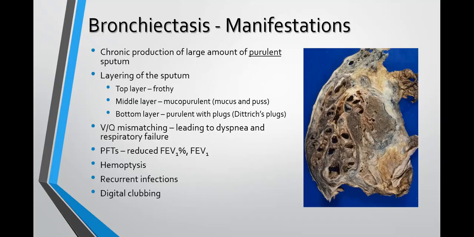But if they have bronchiectasis, those same secretions split up into 3 layers. And so when you look in the container, it's got 3 layers of sputum, right? You have a frothy layer at the top, that's frothy like beer. Then you have a mucopurulent layer, which is mucus and pus, in the middle. And at the bottom is purulent, with pus. So there's a whole bunch of thick pus that's heavy, right, at the bottom.